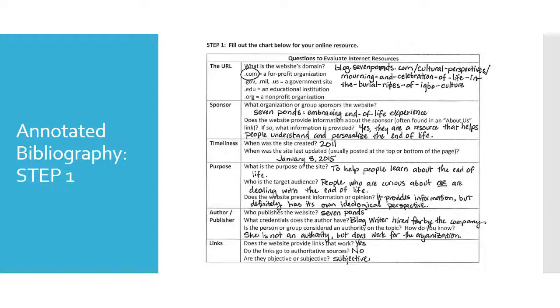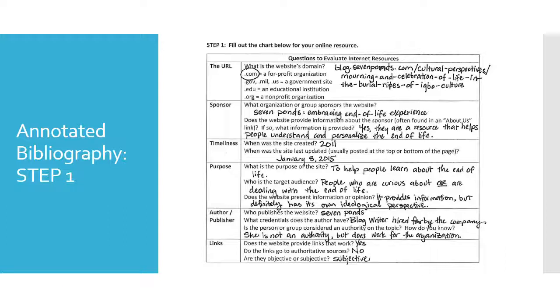So the first step, which you'll see on this slideshow as well as on the paper in front of you if you have it, is that you need to just fill out this simple chart about the resource that you found. And this chart asks you to answer some fairly simple questions about your resource that's going to help you start evaluating the quality of your resource. So for example, you need to look at the URL, because I'm assuming most of you are using online sources.